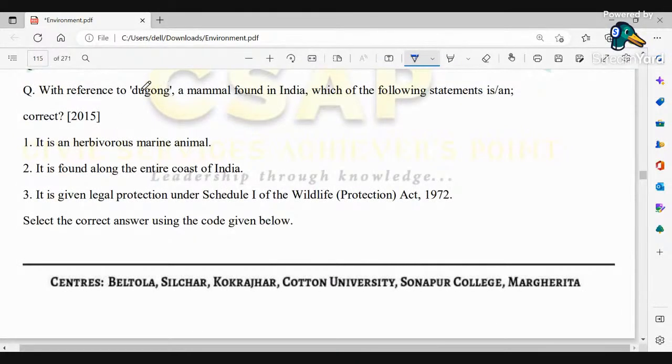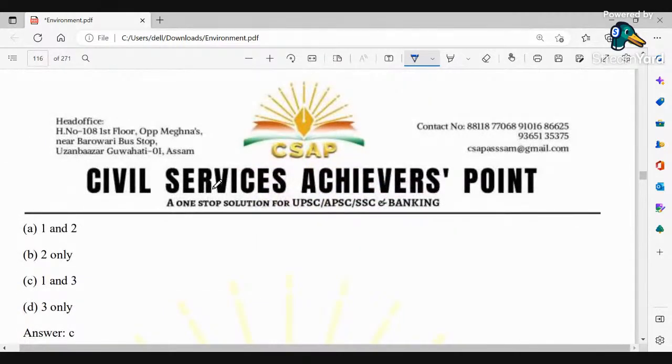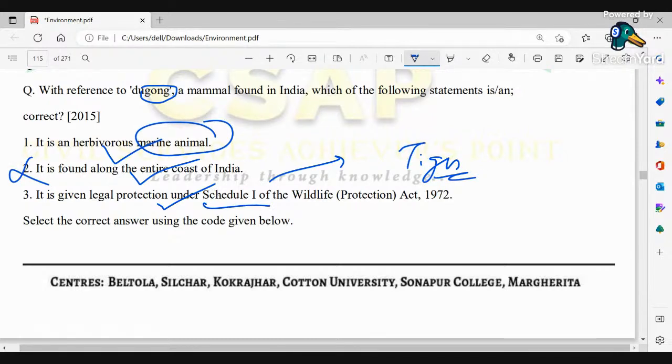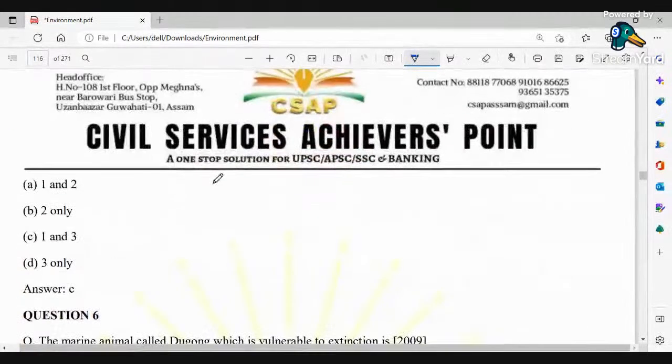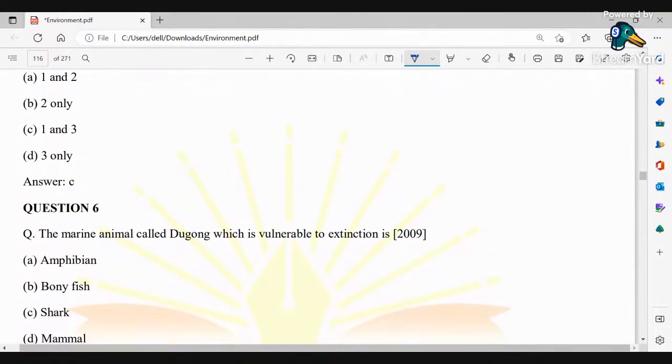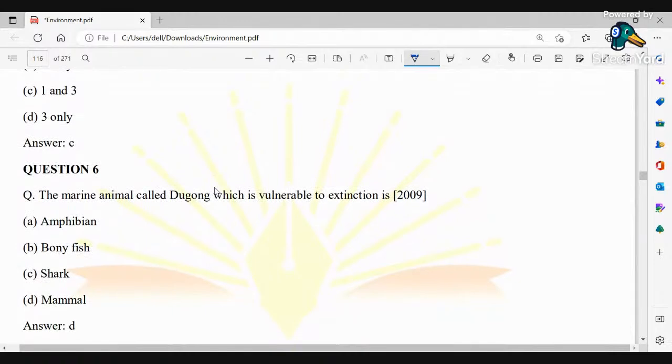With reference to the dugong, a mammal found in India, which of the following statements is or are correct? It is an herbivorous marine animal. It is found along the entire coast of India. It is given legal protection in Schedule 1 of the Wildlife Protection Act of 1972. So here the correct option is C, that is 1 and 3. It is an herbivorous marine animal and it has been given recognition under Schedule 1, just like the tiger. Obviously it is not found along the entire coast of India, so you have to be specific with this. The marine animal called the dugong, which is vulnerable to extinction, is obviously a mammal.